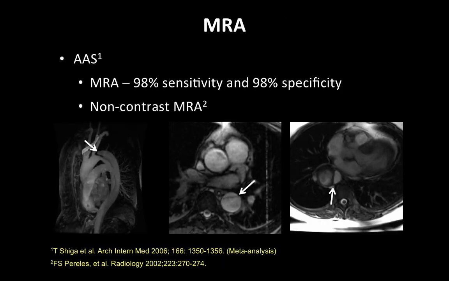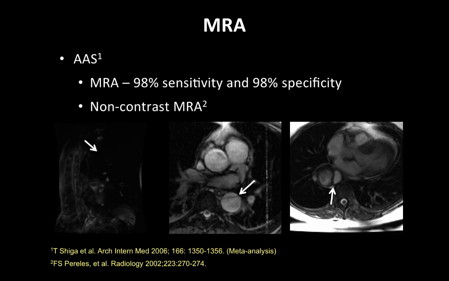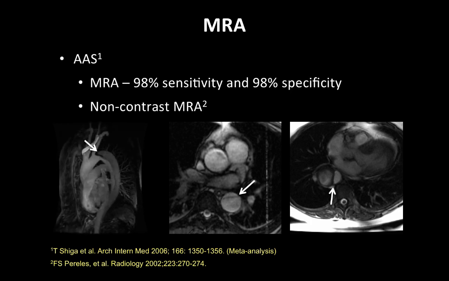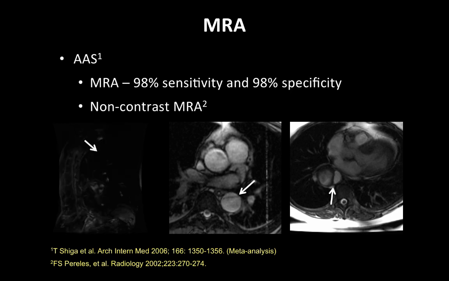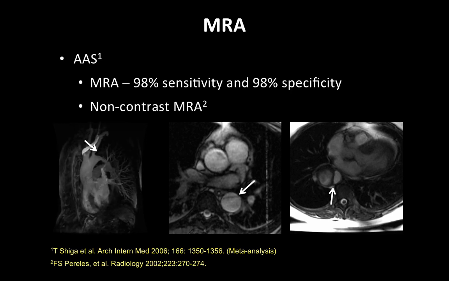Now, before I talk about CT angiography, I just want to briefly touch on the role of MR angiography in a meta-analysis that was published almost 10 years ago. The sensitivity and specificity of MR angiography was excellent, both of which were 98%. So it is a very good imaging modality for the evaluation of patients suspected of acute aortic syndrome.